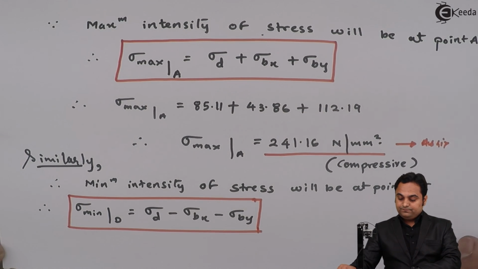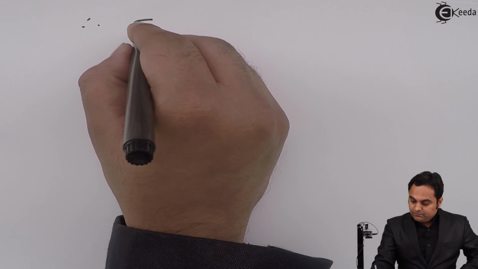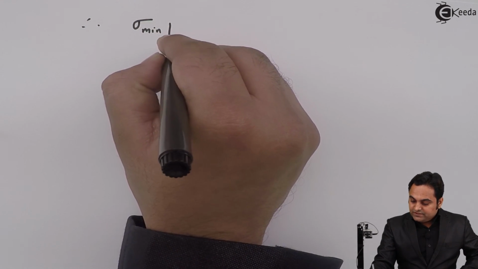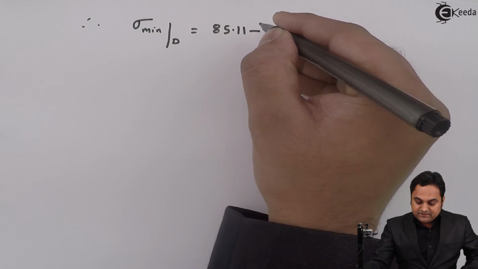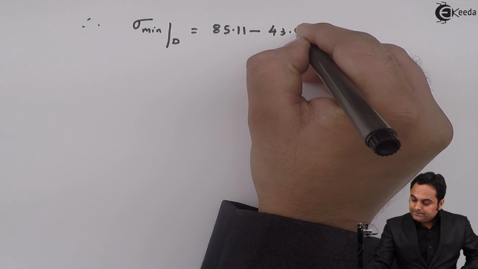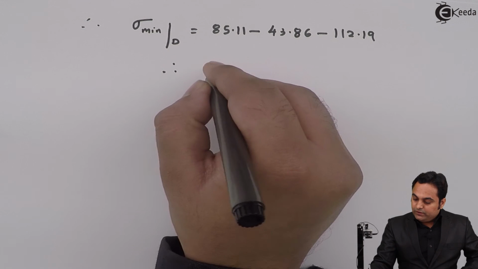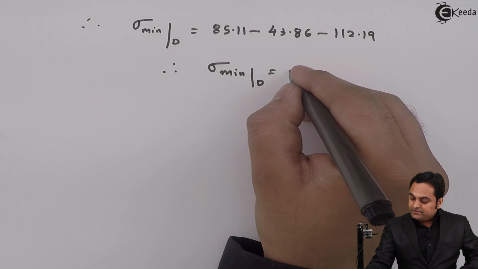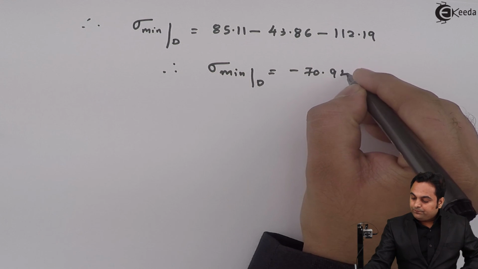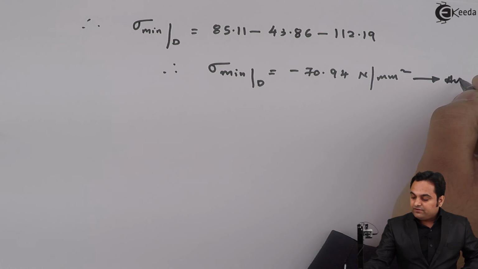So therefore I'll put the values. Sigma minimum, that is at D, is equal to 85.11 minus 43.86 minus 112.19. So I'll get the value as minus 70.94 Newton per mm square. This is our second answer.